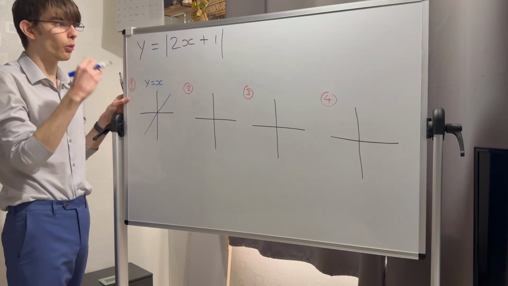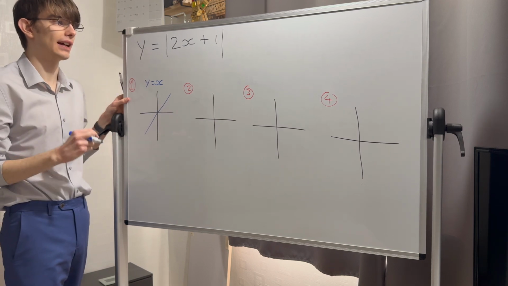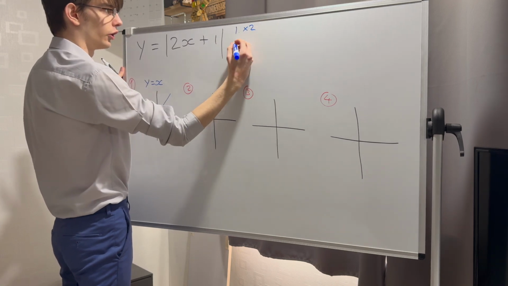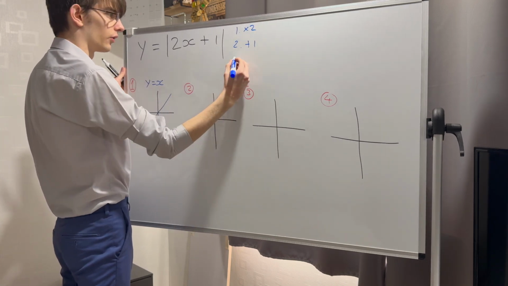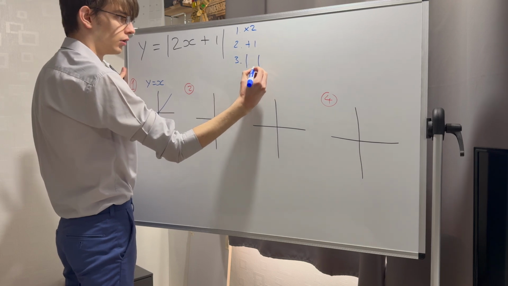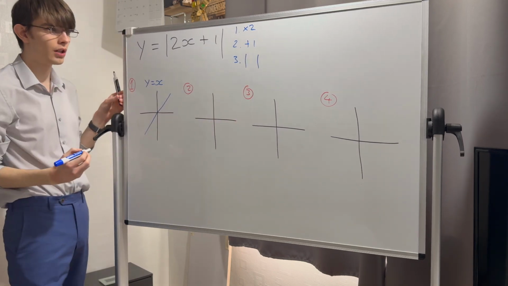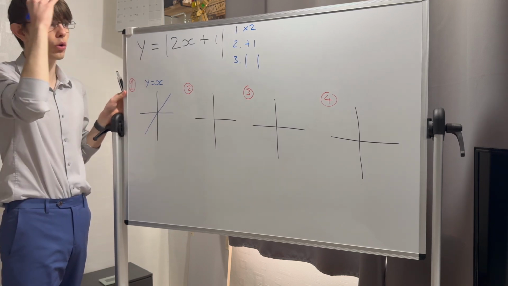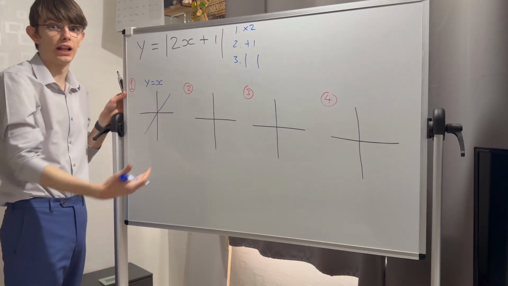Now we want to find out what is happening to my x. Well, we've got 3 things. My x is being times by 2, it's having a 1 added onto it, and then it's being modulus. And it's important that I remember the order. If I get the order of this wrong, then my graph will end up looking wrong.